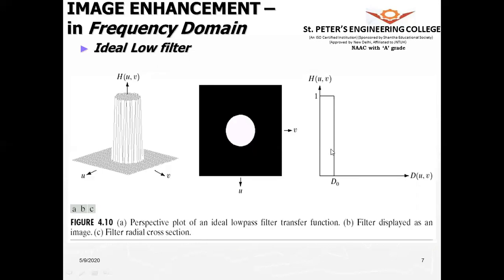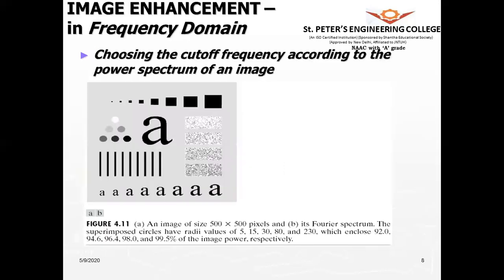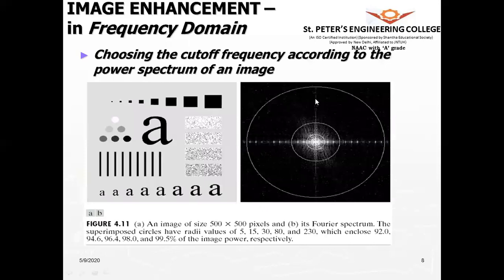What happens if you use this ideal low pass filter? Let us look at it. By choosing the proper cutoff frequency based on the power spectrum of an image. So if this is an image of size 500 pixels by 500 pixels, now let us look at the Fourier transform of this image. Yeah, so this is the Fourier transform, or Fourier spectrum, of this image.